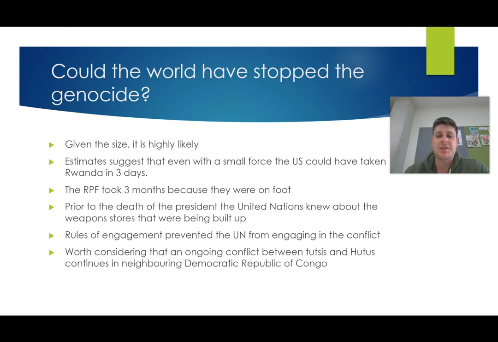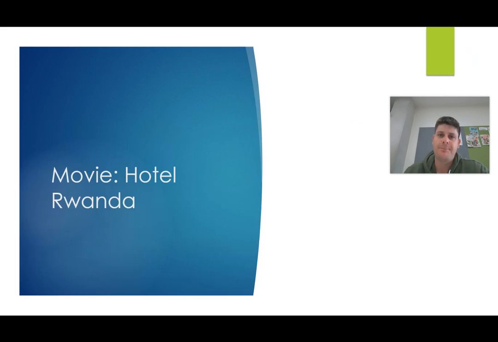The rules of engagement stopped the UN from entering the conflict. This was a civil war, essentially. It was only when it suddenly escalated to genocide that the UN realized that it was not just a civil war, but by that point it was too late. There was also conflict in the Democratic Republic of Congo as well. So this is something that was not just contained within Rwanda.